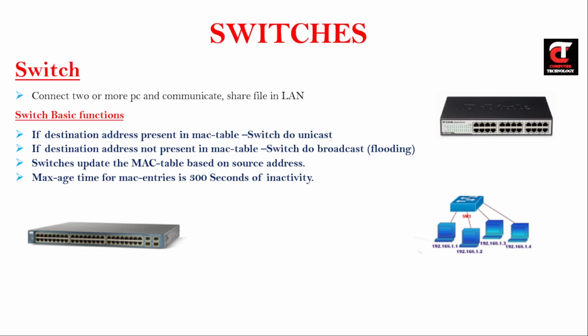Unicast means that the switch forwards frames to a specific PC at a time based on its MAC address. The switch keeps track of MAC addresses for a certain period of time. If a MAC address remains inactive for 300 seconds, it is removed from the switch memory. You can refer to the image of a switch for visual reference.